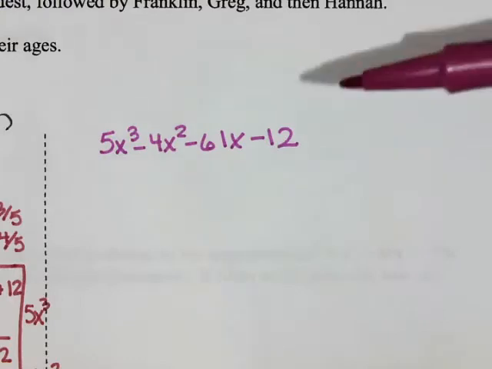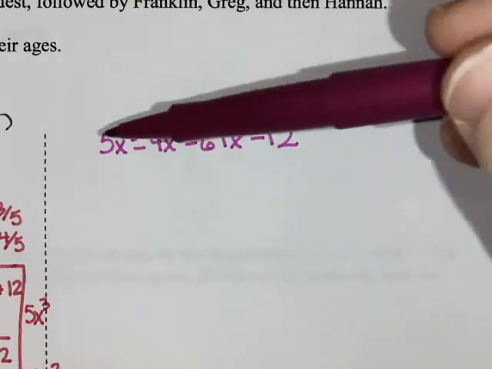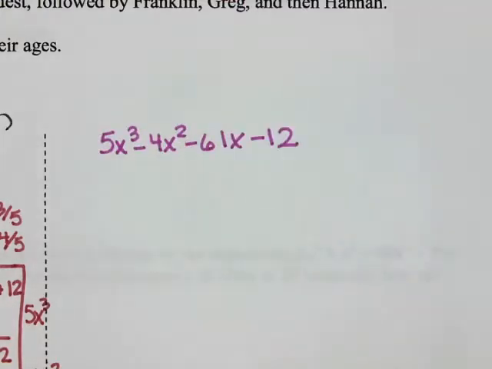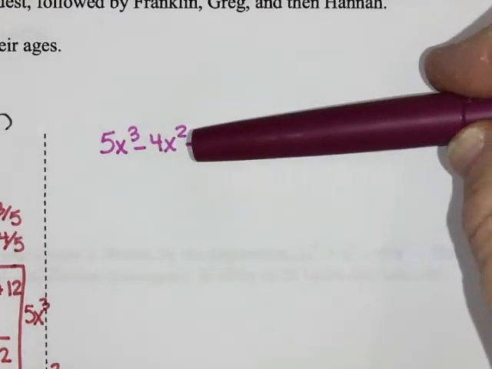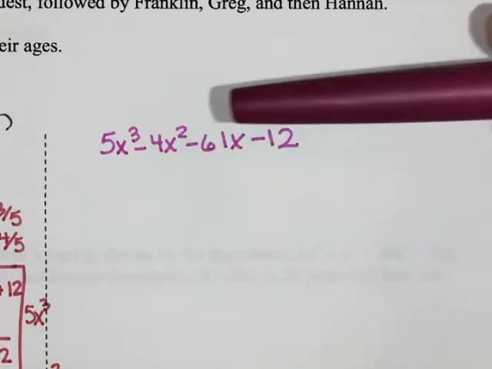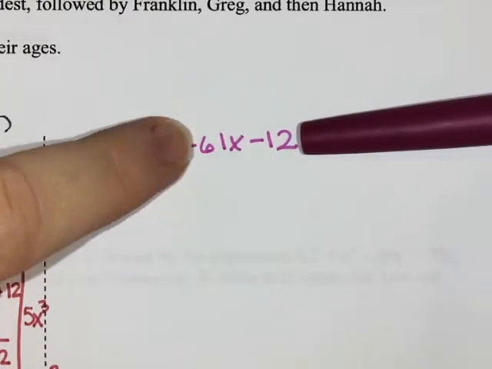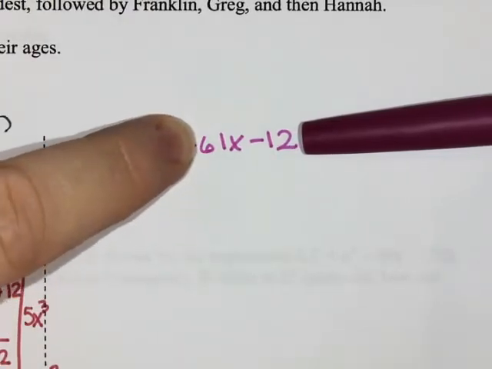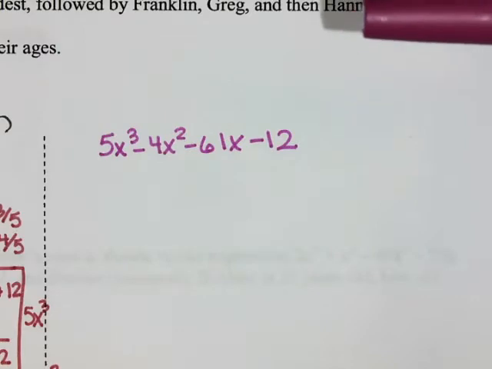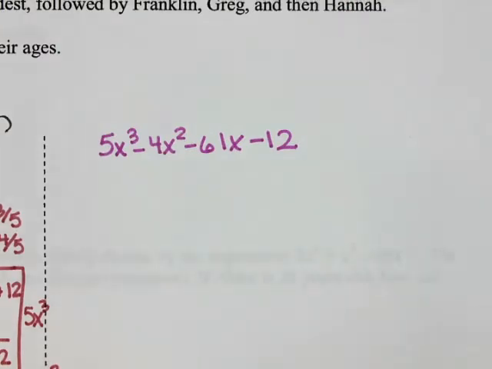Then I would look to see if I could group in pairs. If I were to group the first 2 together, I could take out an x squared, and I would get 5x minus 4. Am I going to get a 5x minus 4 out of the other pair? Unfortunately not. 61 and 12 don't have anything in common. So factoring by grouping is not going to work here, which means we would have to try the factor theorem.